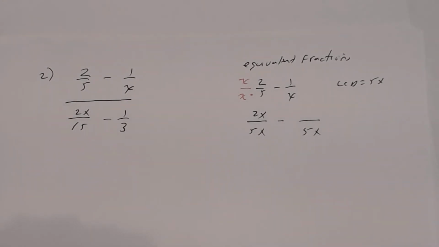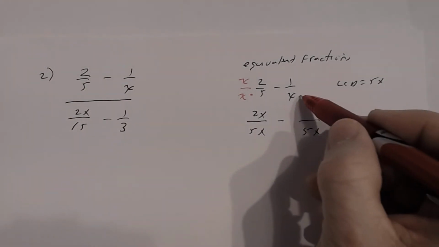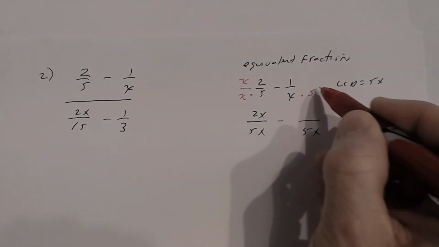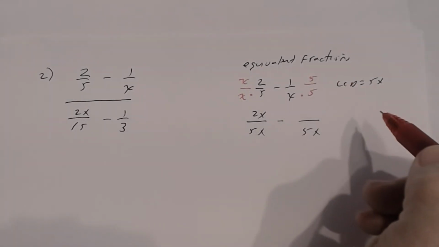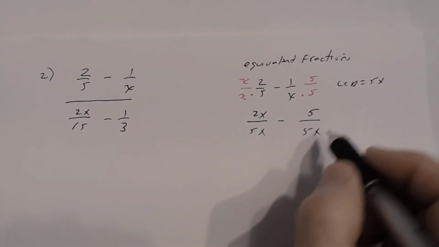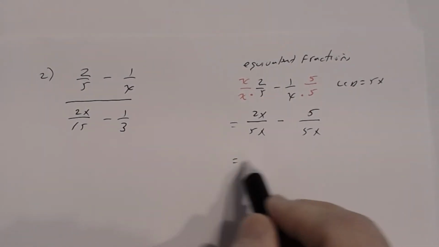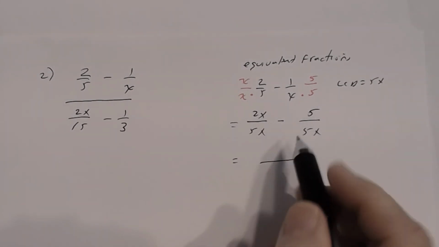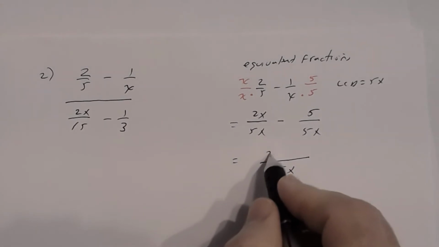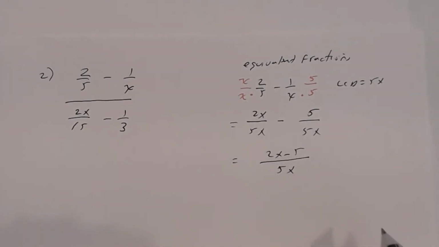Okay? Now let's look at this one. So what do I need to multiply x by to get 5x? So I need to multiply by 5. But what I do to the denominator, I do to the numerator. So 1 times 5 is 5. Okay? And so now I can write this as one rational expression with that denominator, 5x. And so my numerator is just 2x minus 5. And I cannot combine those terms, so I leave it as that.